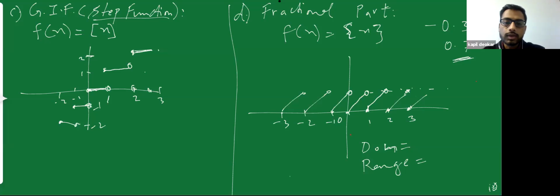Domain means what are the values of x that I can input in the machine. I can put in any value. I can put 3.14 or I can put minus 3.001. So domain is all the real numbers, or you can say all numbers from minus infinity to infinity. But what is my range? My range is from 0 to 1. Maximum value that I can get is 1. I cannot go above 1.